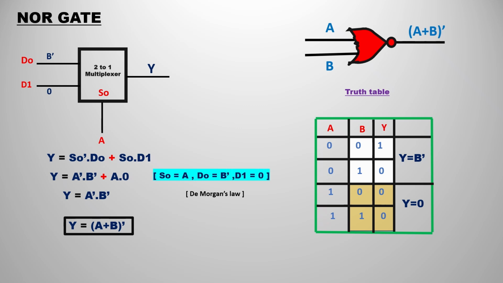So Y is changing from 0 to 0, so that is the reason we take Y equals 0. That Y equals 0 is our D1, and Y equals B bar is our D naught. According to the output expression of the multiplexer, we replace all the variables and get the final output as A bar dot B bar. If you apply De Morgan's law, we have the final output expression as (A plus B) whole bar. I hope you understood this.